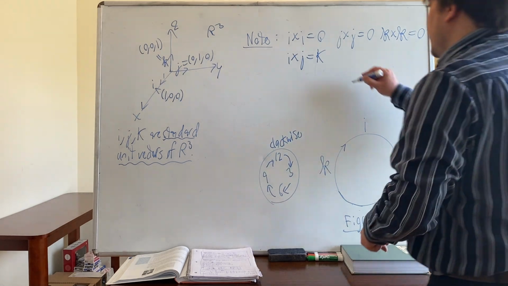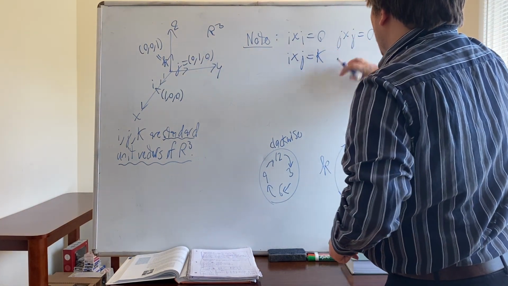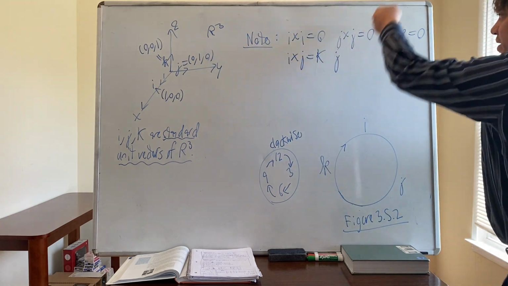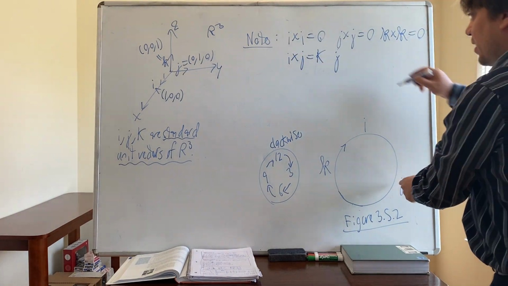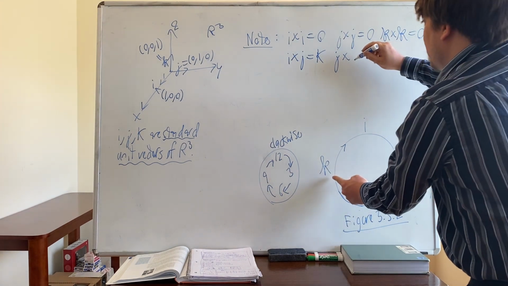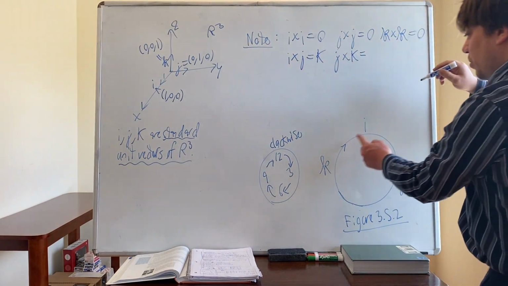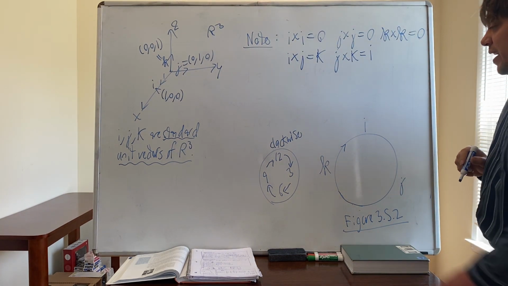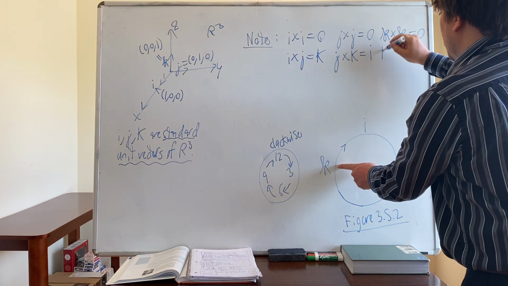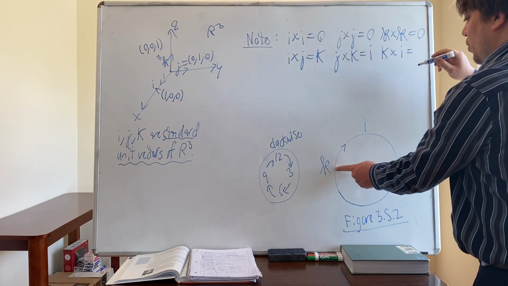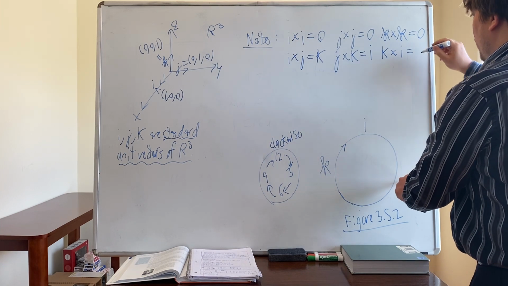If I start at J, and I'm starting with J here because these are the I's here, these are the J's here, these are the K's here. So I'm starting at J. The next vector I get to as I walk in the clockwise direction is K. J cross K is equal to I. Okay. Now if I start at K here, the next thing I get to is I. And so K cross I is equal to J.